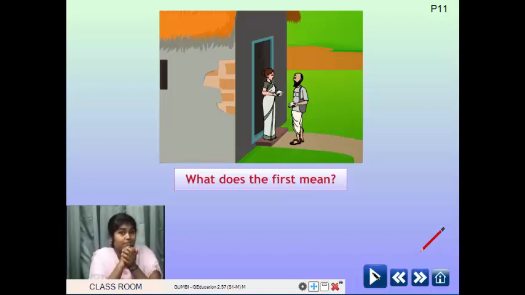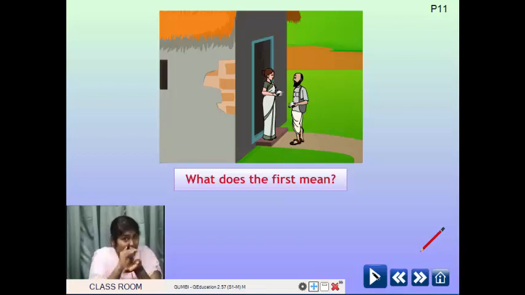Charity begins at home. And I also told you the meaning of charity. What is the meaning of charity? To help those who are in need. If somebody is in trouble, you must help them. So charity begins at home. It starts in our house. How is that possible?